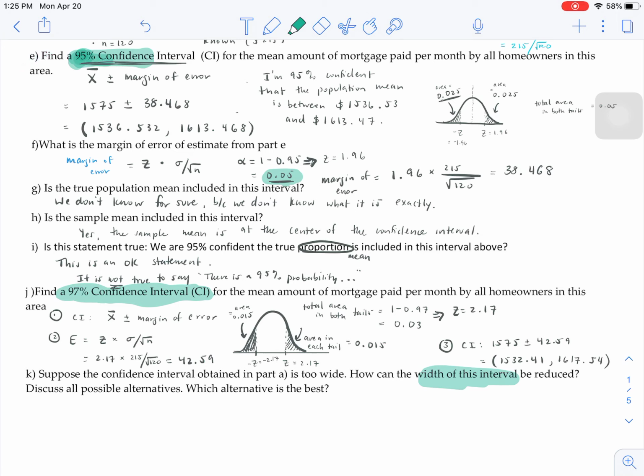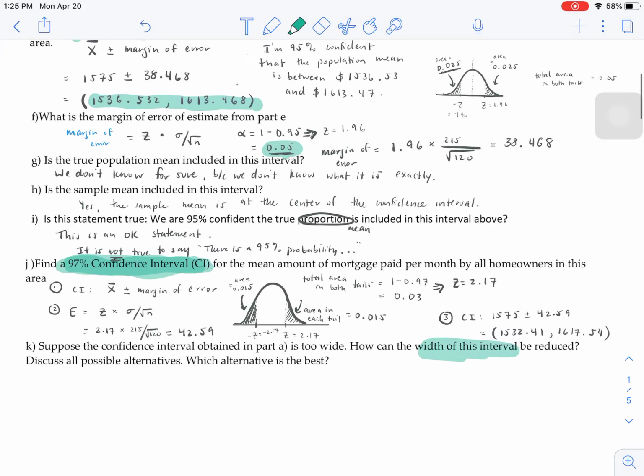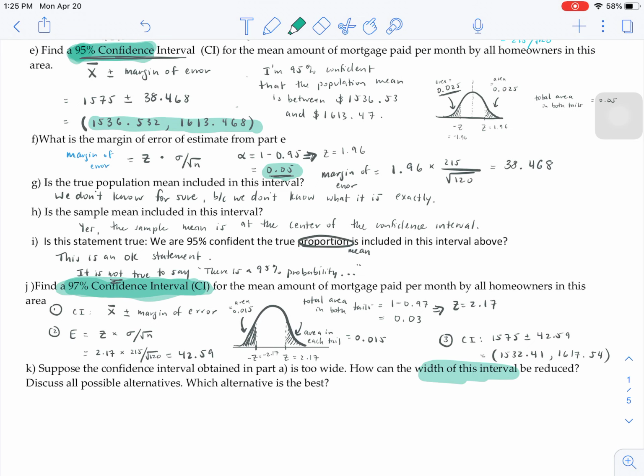when we changed our confidence level from 95% to 97%, what happened to the width of our confidence interval? So when we had a 95% confidence interval, our interval was from 1536 to 1613. When we have a 97% confidence interval, it went from 1532 to 1617. So which of these two intervals is wider? The answer is this one right here, the 97% confidence interval.